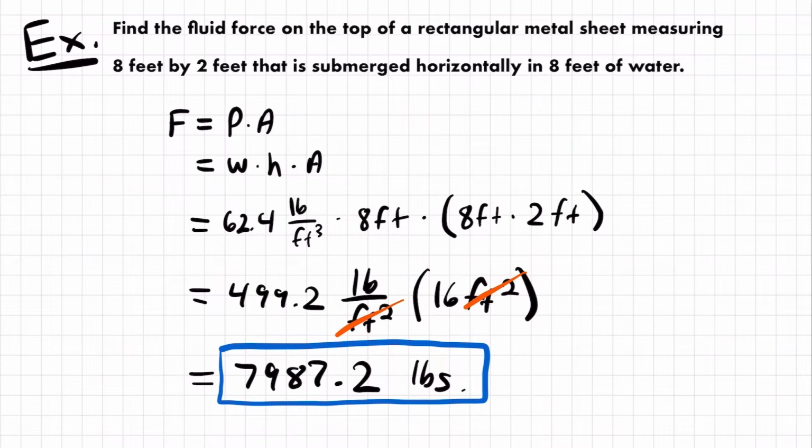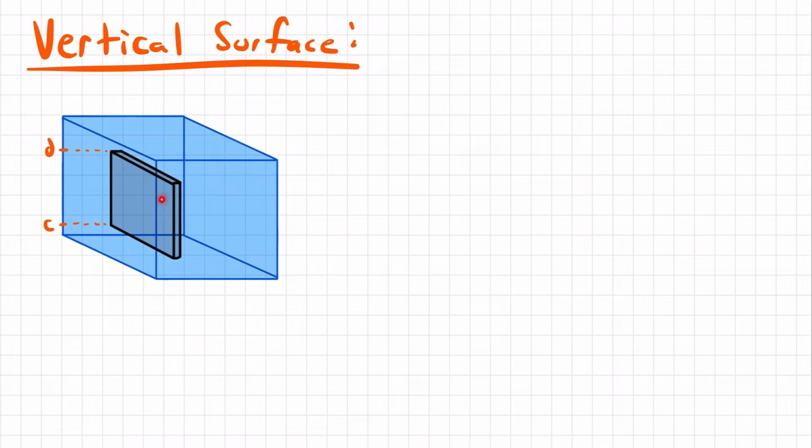Okay, and so that's how you calculate the fluid force on a surface that is submerged horizontally in a fluid. But what if our surface was submerged vertically in a fluid? Well, when a surface is submerged vertically into a fluid, calculating the pressure on that surface is not going to be as simple as it was for a horizontal surface.